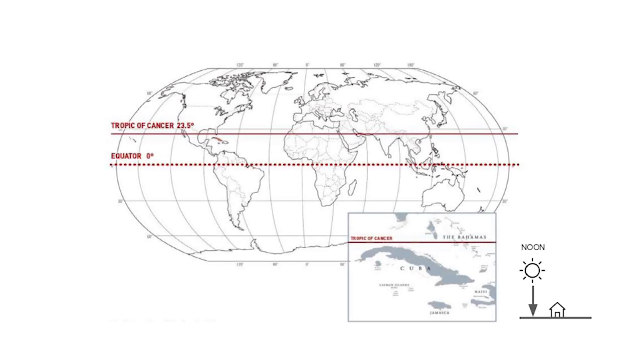The high temperatures are owed to the geographical position of the island near the equator and at the Tropic of Cancer. This is a line of latitude at which the sun's angle is perpendicular to the ground at local noon. As a result, Cuba receives significant solar radiation throughout the year.